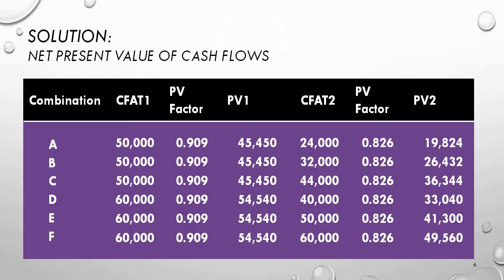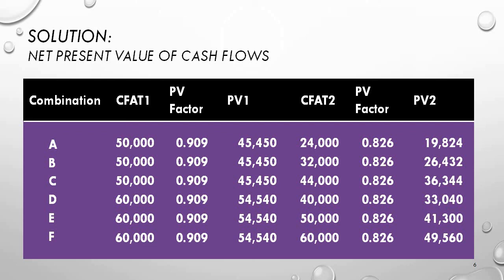Solution: net present value of cash inflows. Combination: cash flow after tax for the year 1. PV factor will be common for all the combinations, that is 0.909, and after that present value of first year. After that, cash flows after tax for second year. PV factor will be the same for all the combinations, that is 0.826, and the present value of second year.